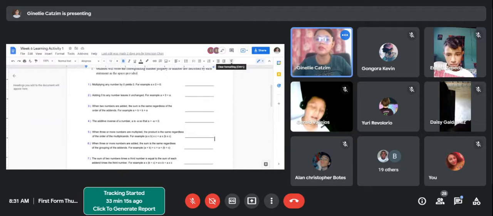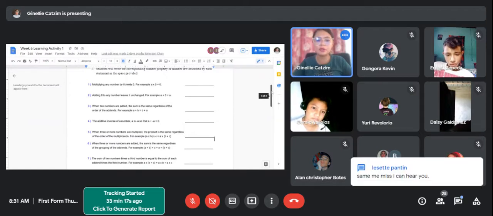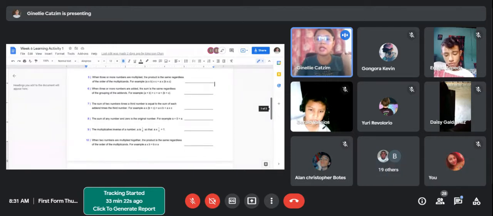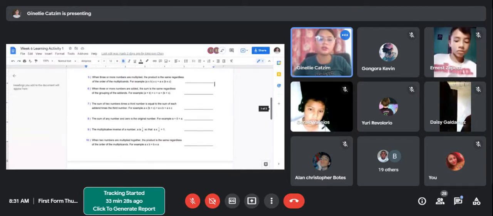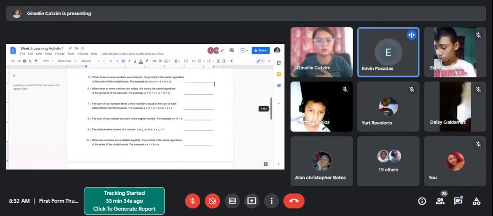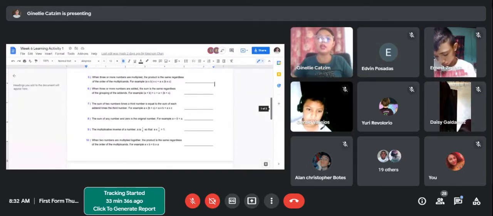Very good. Number 6, when 3 or more numbers are added, the sum is the same regardless of the grouping of the addends. And we have an example there. Associative law of addition. Okay, that is the associative law of addition.